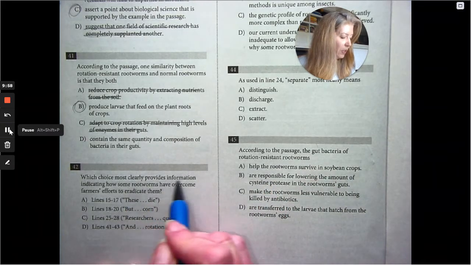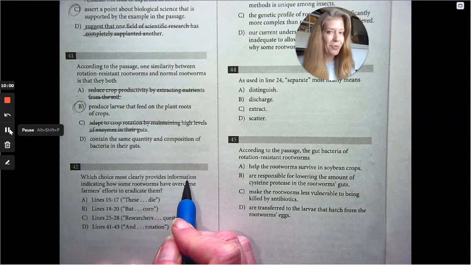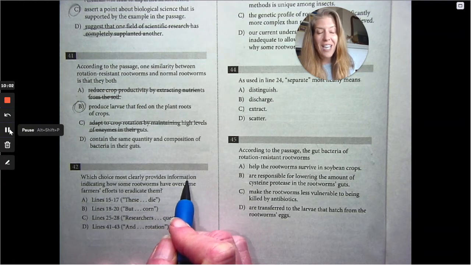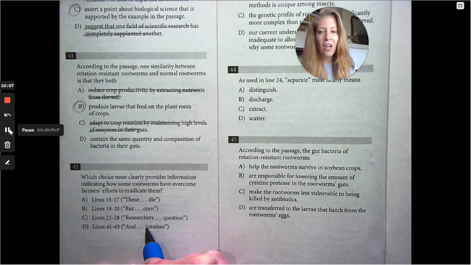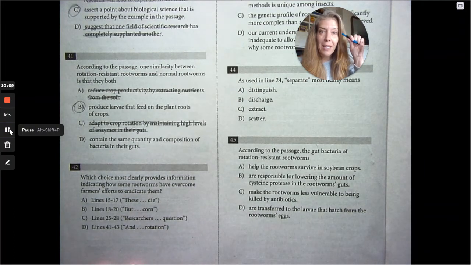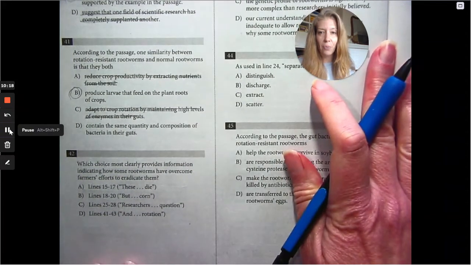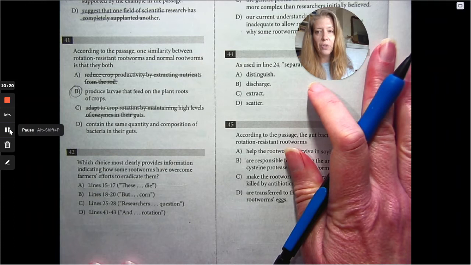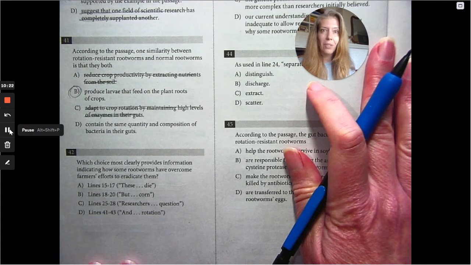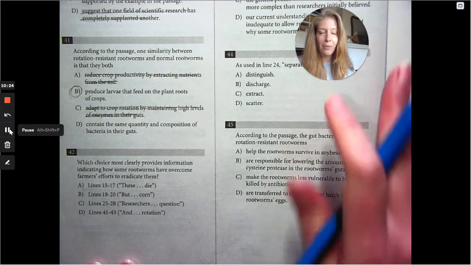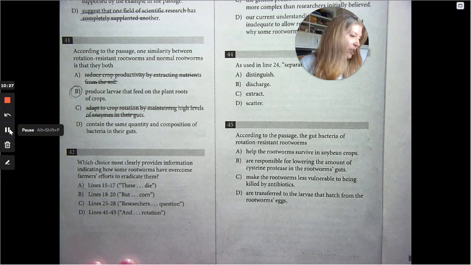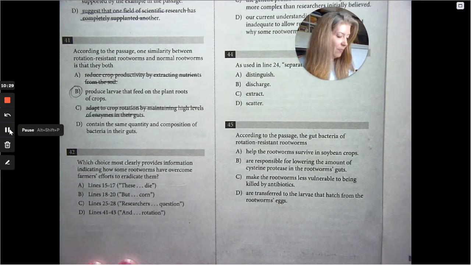Which choice most clearly provides information indicating, so look at this. Oftentimes when I see this, I automatically think, oh, they're asking me for evidence. It's really a bad habit of mine. Obviously, they're not. Which choice most clearly provides information indicating how some rootworms have overcome farmers' efforts to eradicate them? They're not looking for evidence of the previous passage. So I just want to tell you about that because I'm kind of guilty of doing that.